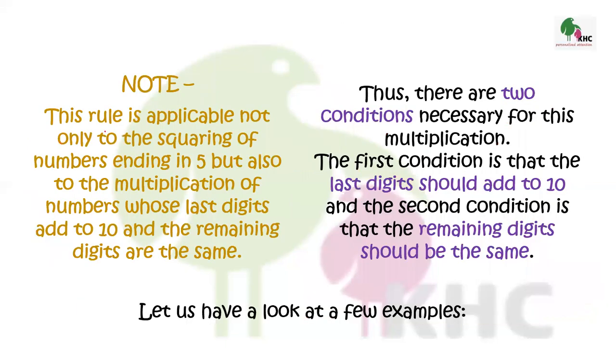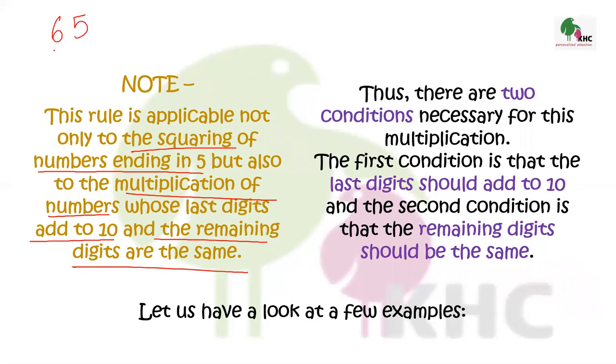Now, this rule is applicable not only to the squaring of numbers ending in 5, but also to the multiplication of numbers whose last digits add to 10 and the remaining digits are the same. So what do you mean by that? Right now, while multiplying 65 times 65, one surprising thing was 5 plus 5 is always 10, right? And the remaining two digits were the same.